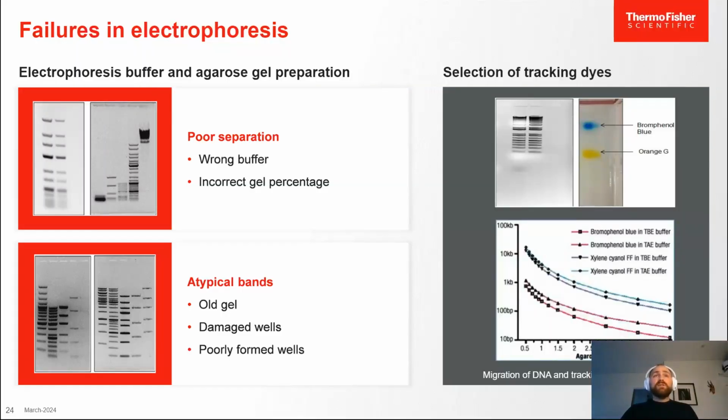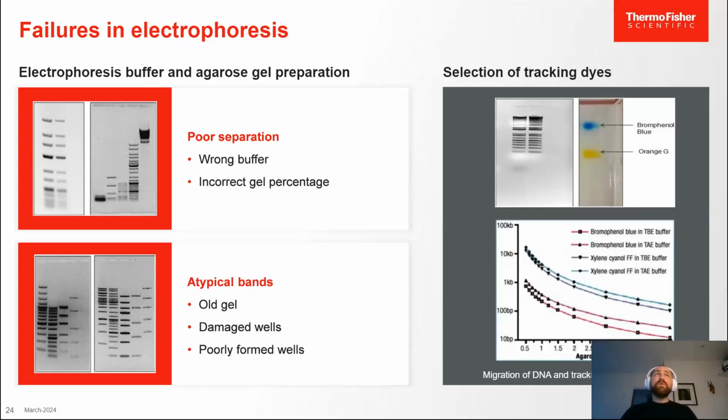Additional failures of electrophoresis, which I wanted to mention previously as well. We have poor band separation, from the wrong buffer and incorrect gel percentage. We covered that in the previous slide. But what I really want you to pay attention to is the selection of the tracking dyes. A lot of these loading buffers have tracking dyes, say bromophenol blue or orange G, which are probably the most common ones that I use currently. These tracking dyes also migrate within your gel.